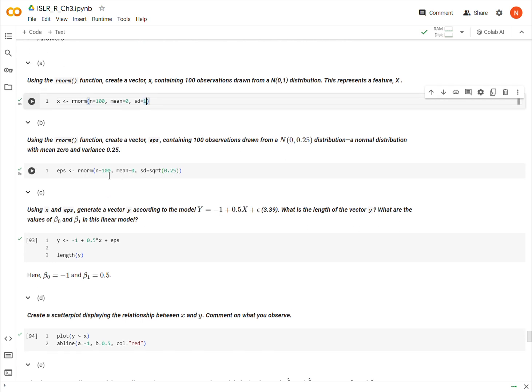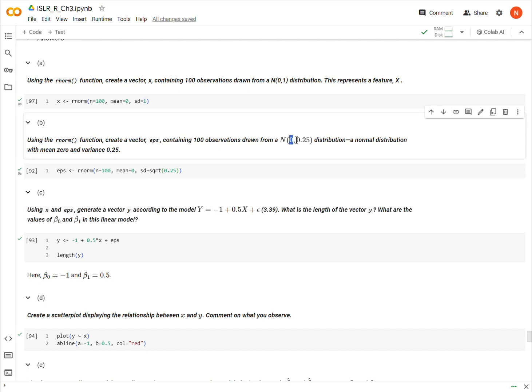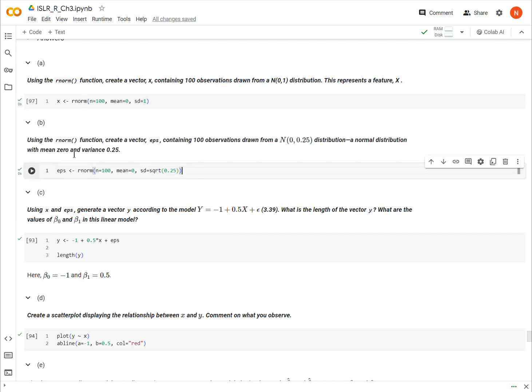Now we want to make a separate normally distributed vector with 100 observations, this time called EPS or epsilon. Epsilon is this little character here, and it's often used to signify error in these linear models. And this gets a little bit tricky: the variance is 0.25, but in R it uses standard deviation instead of variance, and the standard deviation is the square root of the variance. So this gets us the appropriate value. But I just use the same command as before, calling it epsilon or EPS.